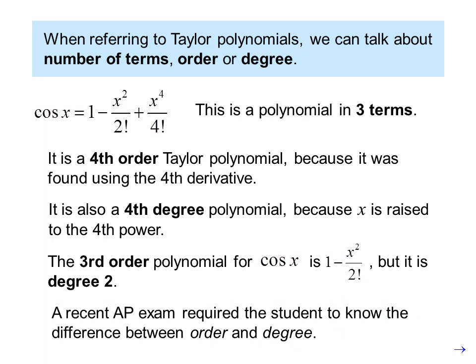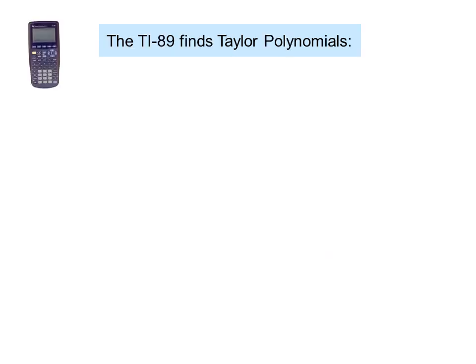A recent AP exam required the student to know the difference between order and degree. It didn't ask the question directly, but it asked to find a polynomial of certain degree, and if you misinterpreted the question, you had to work.